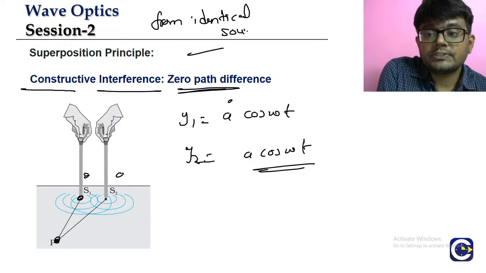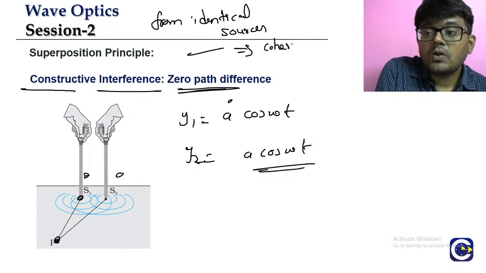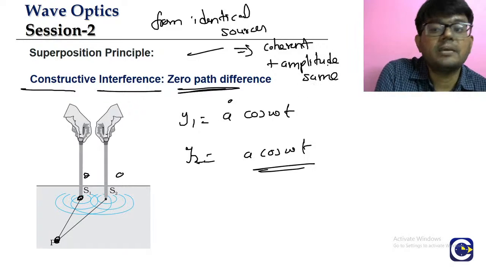So we are looking at the constructive interference that is happening from identical sources. Now identical sources means coherent, plus there is one more additional condition: the amplitude is the same.